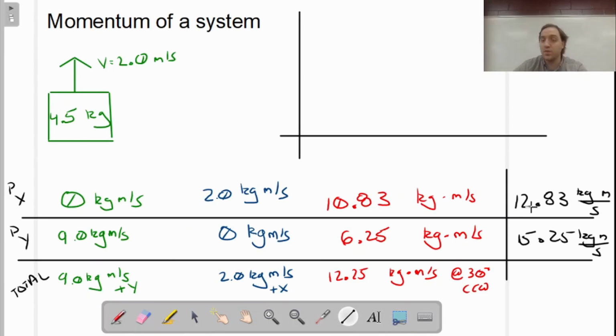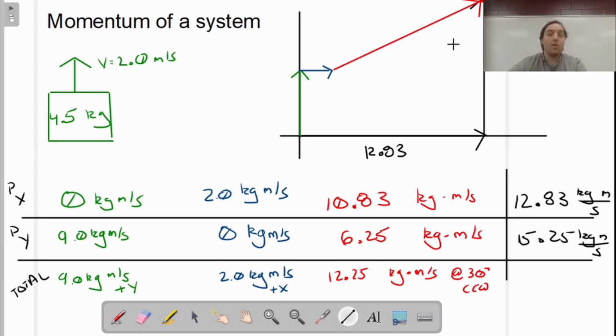In this case, I'm moving 12.83 in the x direction, and then up 15.25. Had I drawn each of these individual vectors out, starting with green going up, then blue over to the right, then red up and to the right to finish this off, I would have gotten the same result, but we can't always solve this graphically. Regardless of how you get there, this is your net result.